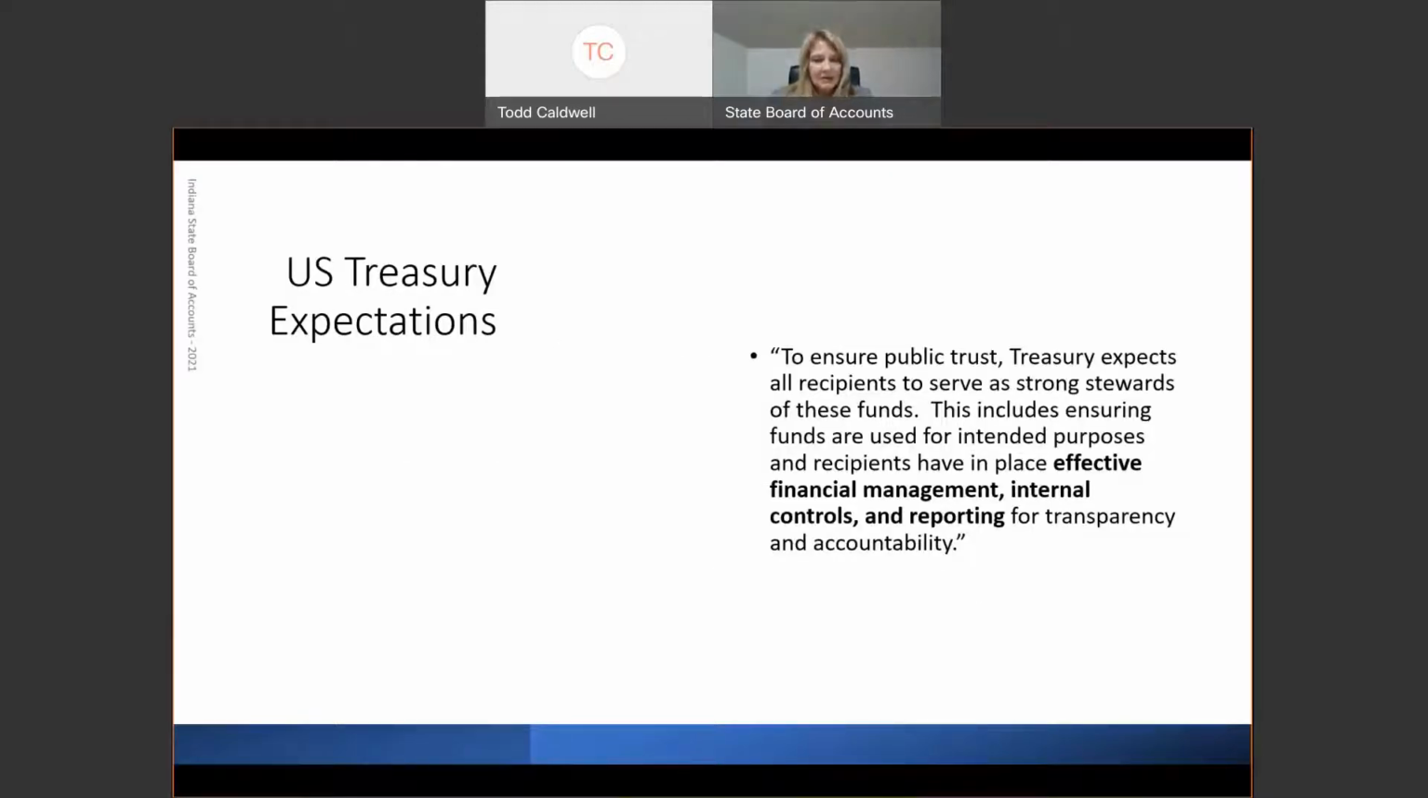And then on the next slide, just to kind of reiterate the U.S. Treasury expectations, it is to ensure public trust. The Treasury expects all recipients to serve as the strong stewards of these funds. This includes ensuring funds are used for the intended purposes and recipients have in place effective financial management, internal controls, and reporting for transparency and accountability.